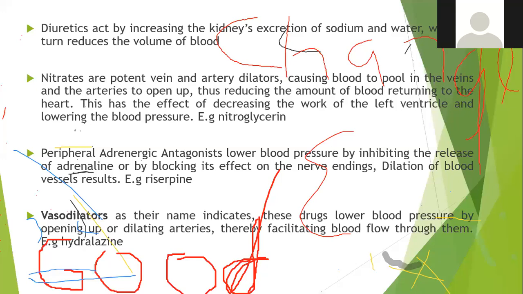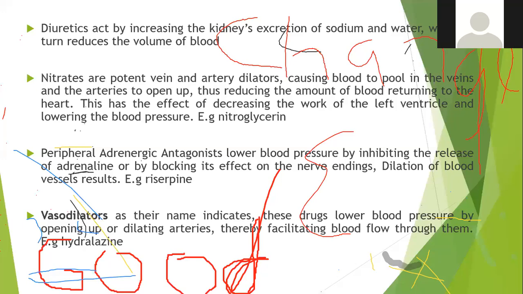Another class of cardiovascular agents is nitrates. Nitrates are potent vein and artery dilators, causing blood to pool in the veins and the arteries to open up, thereby reducing the amount of blood returning to the heart. This has the effect of decreasing the work of the left ventricle and lowering the blood pressure. The commonest example of nitrate is nitroglycerin, and nitroglycerin is usually given to patients sublingually. You give it under the tongue. It acts very fast because it dilates the blood vessels to lower blood pressure.